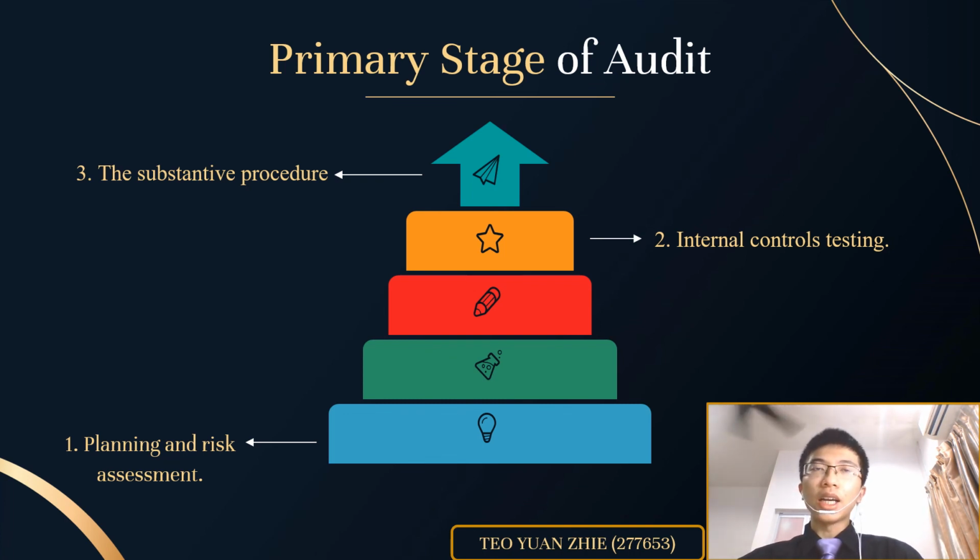The second stage is internal control testing. The internal control testing includes the authorization, segregation of duties, and the safeguarding of assets. The last stage of the audit is the substantive procedure. The explanation is the same as the substantive procedure on selected income statement accounts.